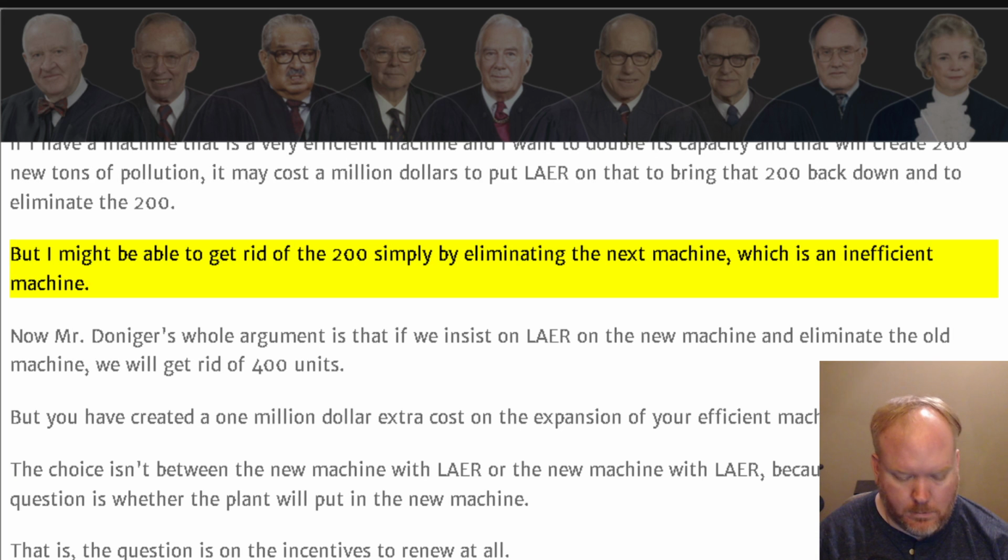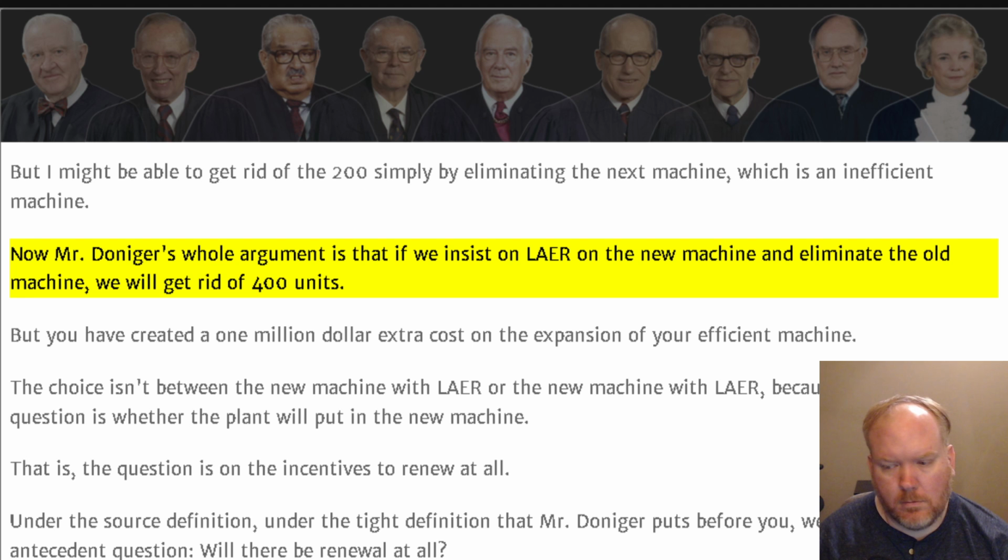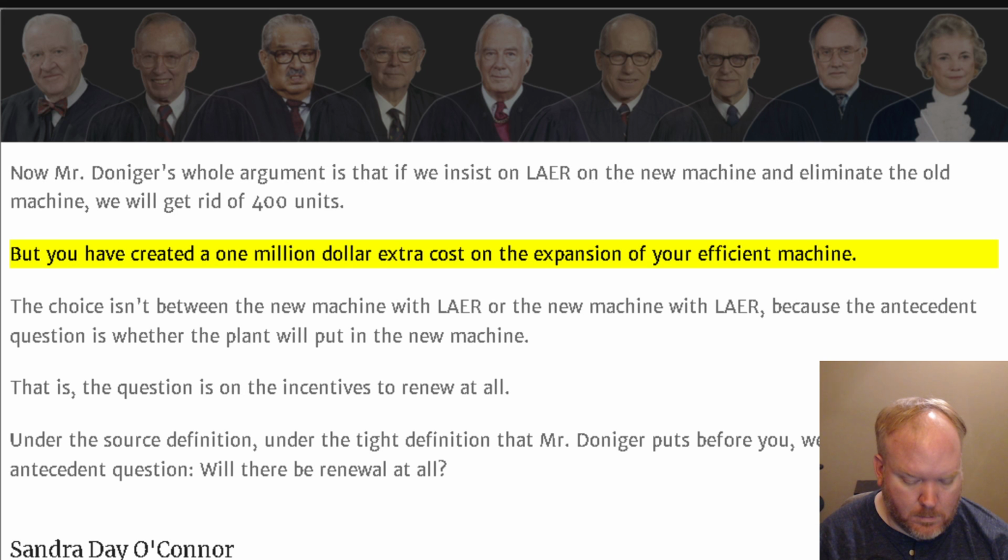But I might be able to get rid of the 200 simply by eliminating the next machine, which is an inefficient machine. Now, Mr. Doniger's whole argument is that if we insist on layer on the new machine and eliminate the old machine, we will get rid of 400 units. But you have created a $1 million extra cost on the expansion of your efficient machine.